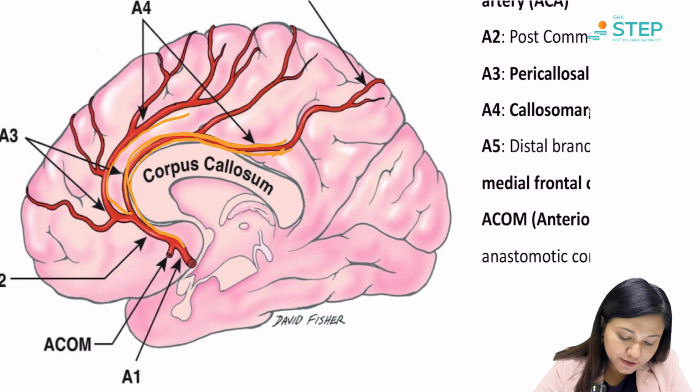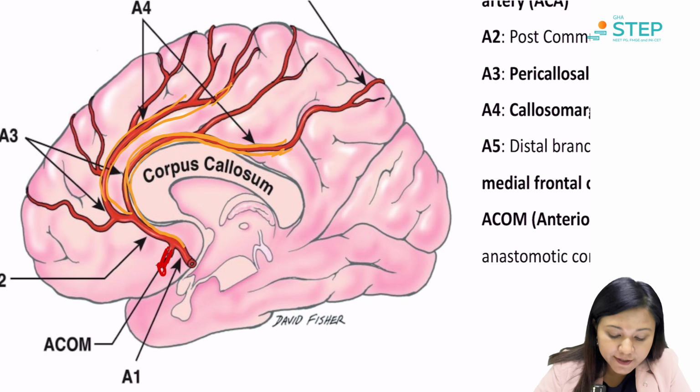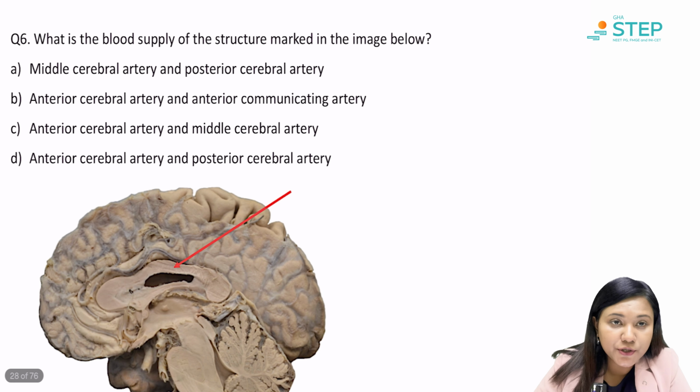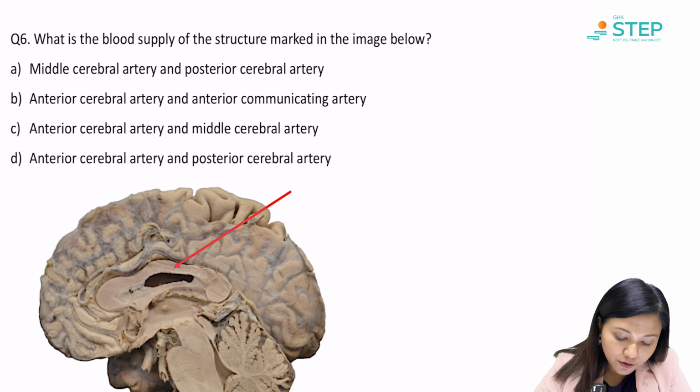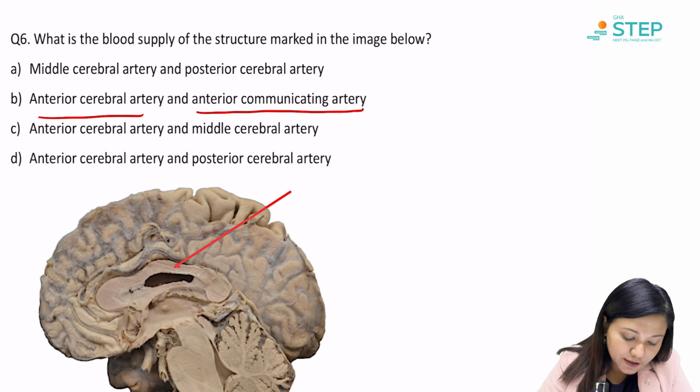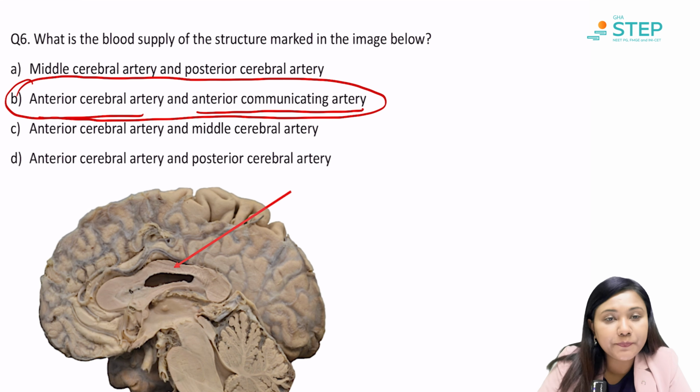It will also give certain branches above, known as the pericallosal branches, and you will also have a small branch that is the anterior communicating artery. So this entire part of the corpus callosum is supplied by the branches coming from the anterior cerebral artery, that is the pericallosal and callosomarginal branches. So one option is the anterior cerebral artery and the other option is the anterior communicating artery. So the answer will be anterior cerebral and the anterior communicating artery.